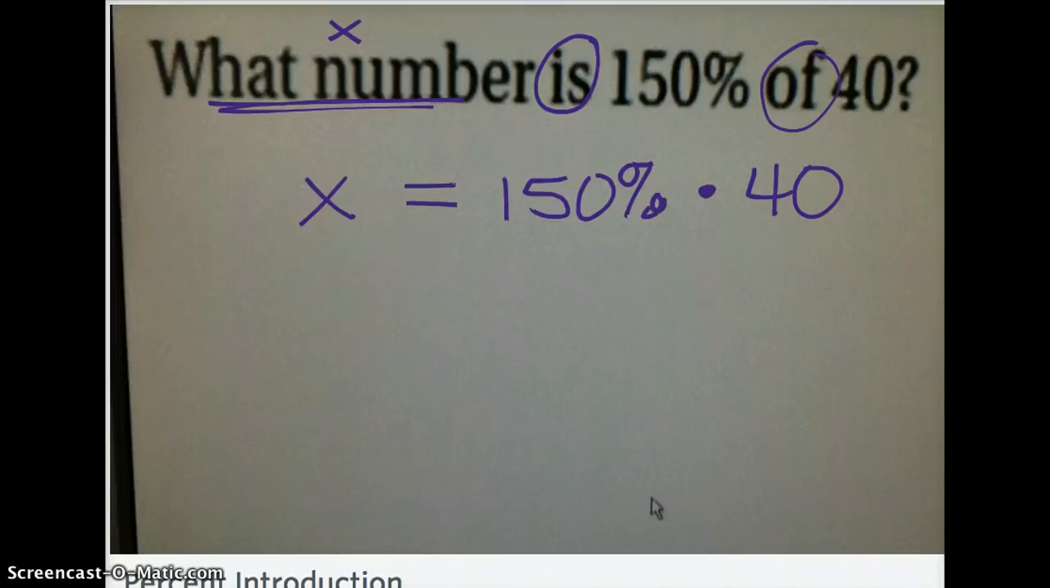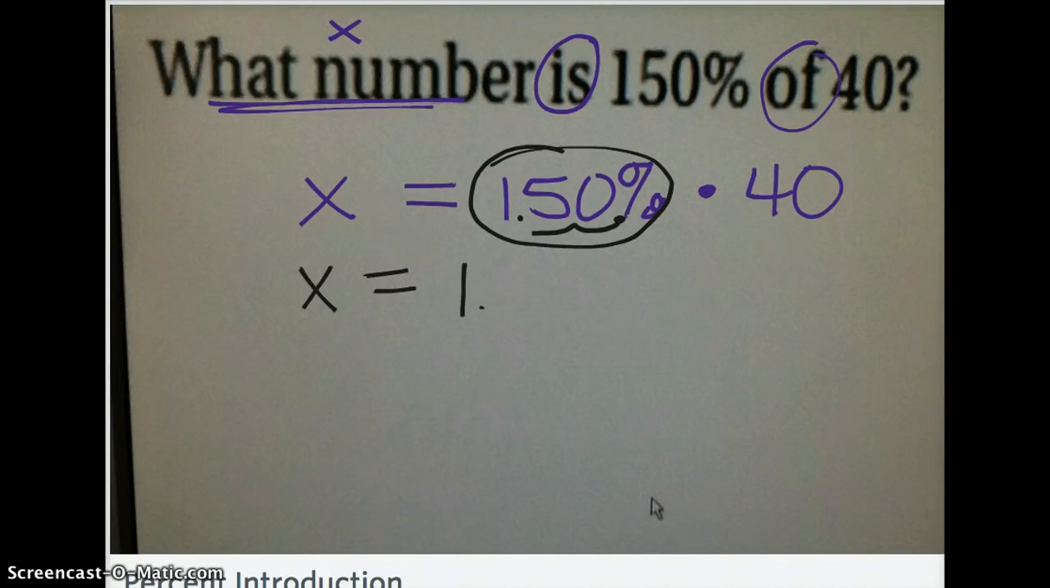To find a part of a number, you can take the percent, or the part, times the whole. That's really what I'm doing. 150 is my percent, that's the part, times the whole. Now, 150%, I can't write that as just 150. I need to change that to a decimal. To change it to a decimal, I move it back twice. So that's the same as 1.5 times 40. I'm going to grab my calculator and type that in, 1.5 times 40, which is 60. So my x is 60.